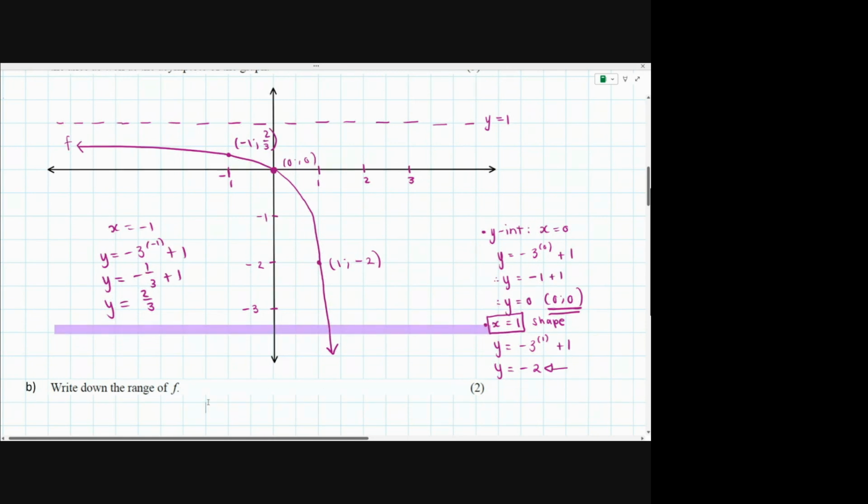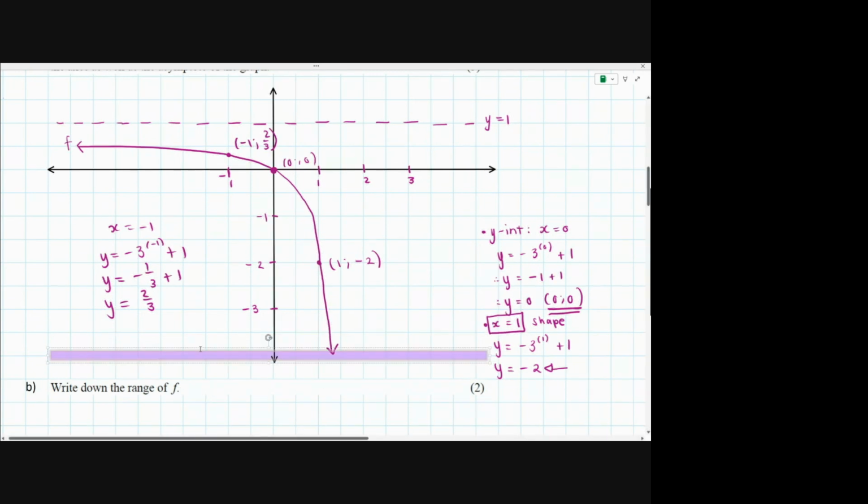So again, if you struggle with range or even domain, just take your ruler, put it on the y-axis for range, put it on the x-axis for domain, and move it until you no longer have graph, and that will define your range. So here, because this is below my asymptote, we would say y is less than 1. We do not include the 1 because it is an asymptote. There is no graph at y equals 1.